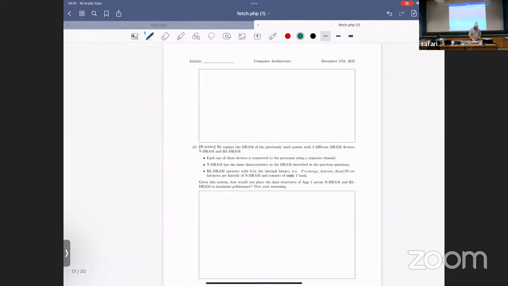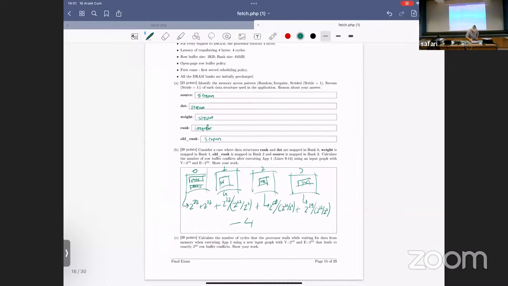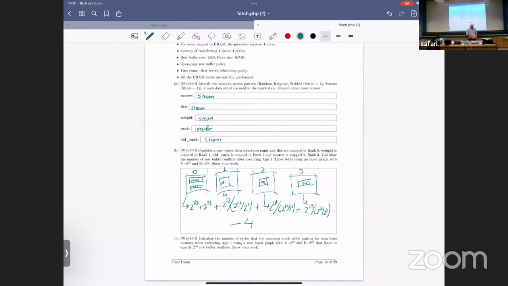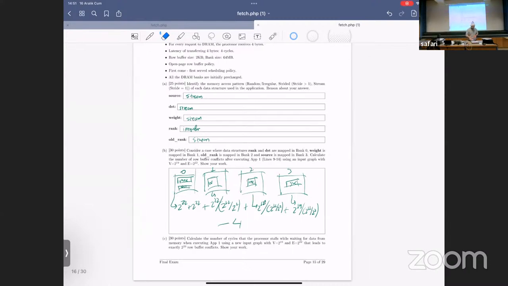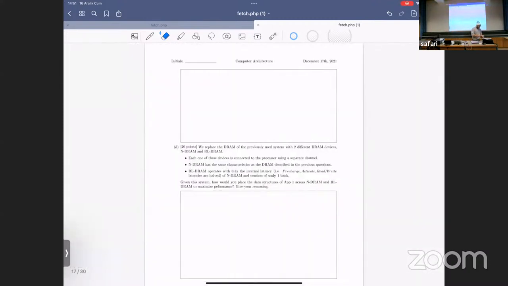So let's go to the second question. Does anyone have any question on this? No. Okay. We need to calculate the number of cycles that the processor stalls while waiting for data from memory when executing the program using an input graph, which is the same input graph, 2 to the power of 19 vertices, 2 to the power of 22 edges, that leads to exactly 2 to the power of 20 row buffer conflicts. How are you going to think about that right now?